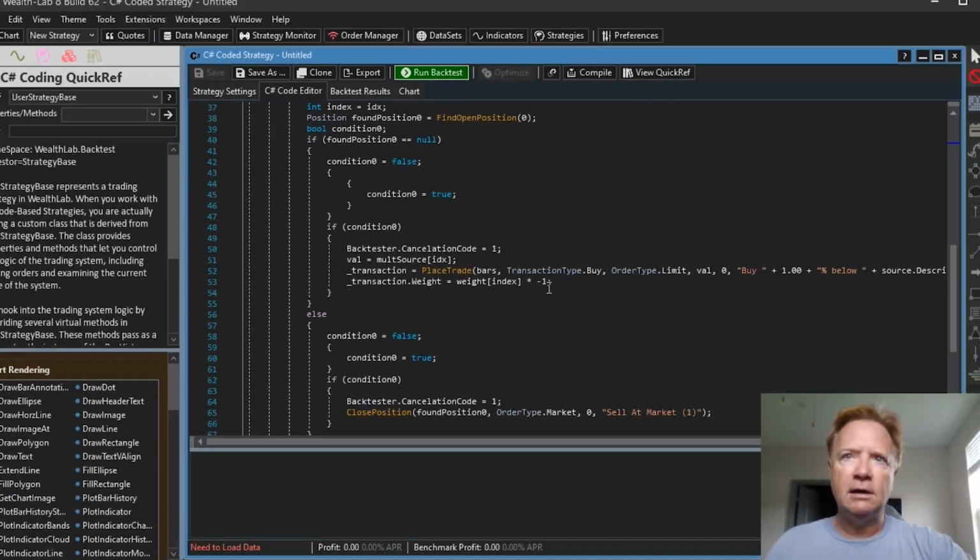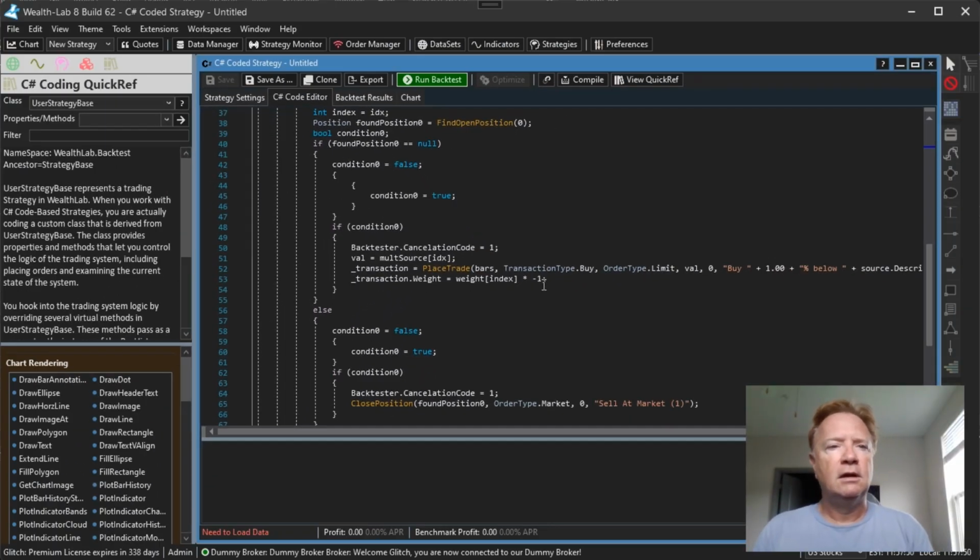So I think that covers it: transaction weight, how to use it, and what it is. That's another WealthLab key concept.